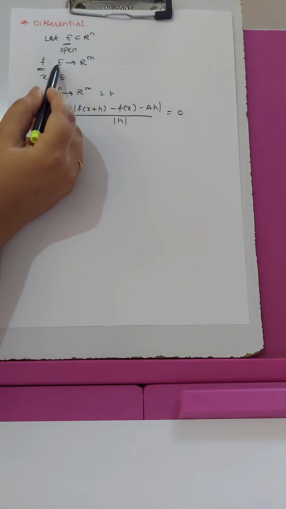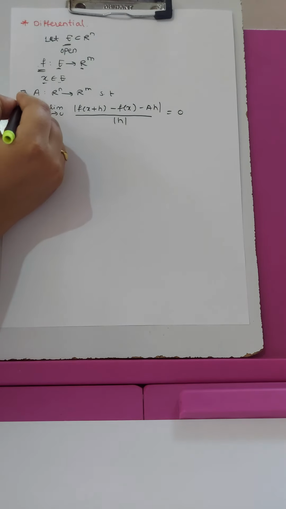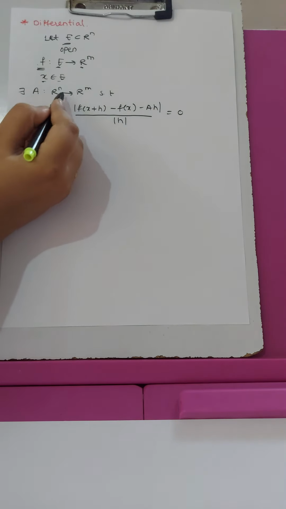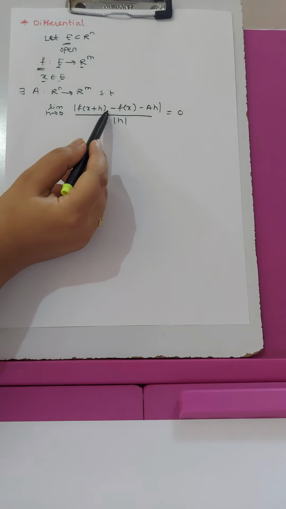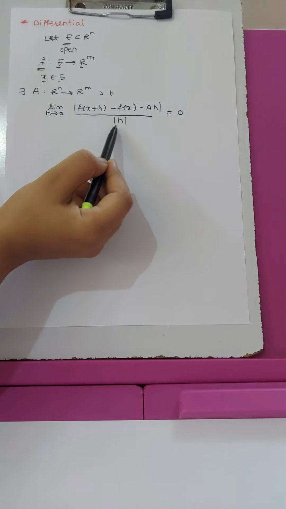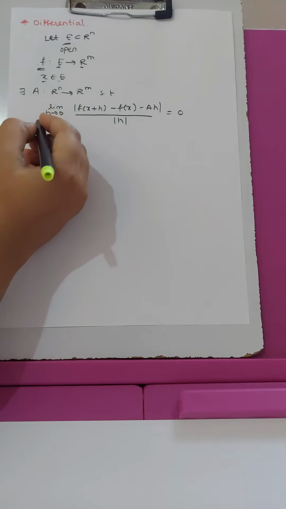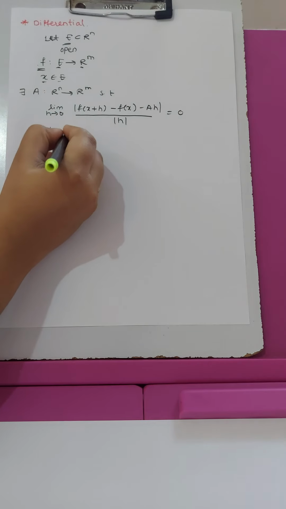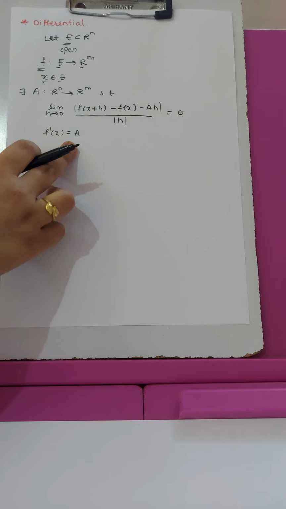Here f is a mapping from an open set E to Rm. Then for x belongs to E, we say that f is differentiable at x if there exists a linear transformation A from Rn to Rm such that limit h tends to 0 of mod of f of x plus h minus f of x minus Ah upon mod h equals 0. This is the condition for a function to be differentiable, and we write it as f dash of x equals A, that is, the derivative of f at x equals the linear operator A.